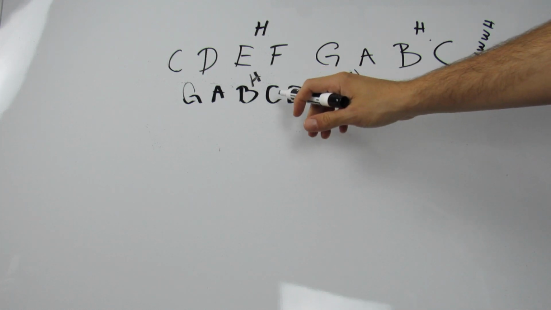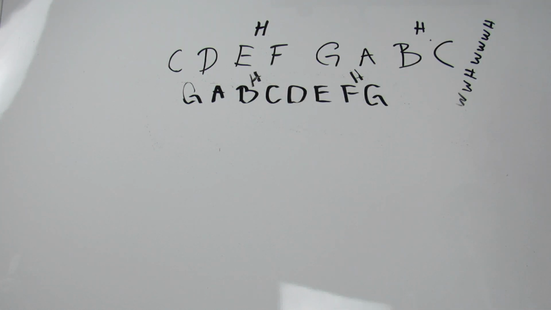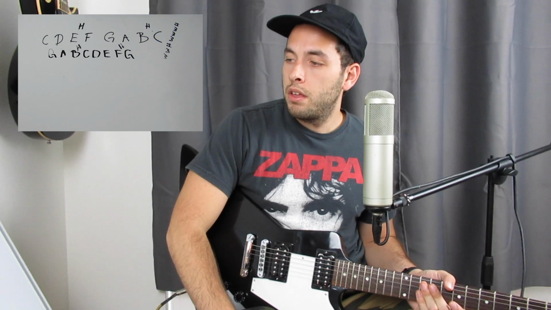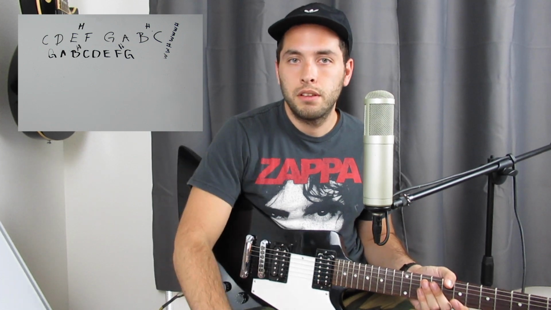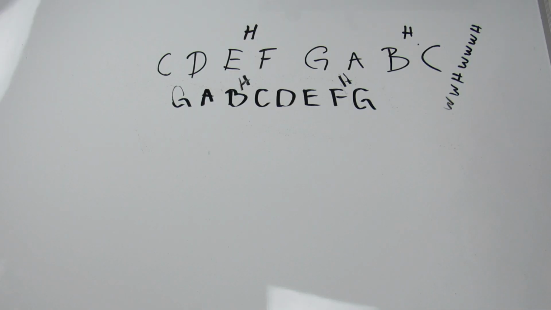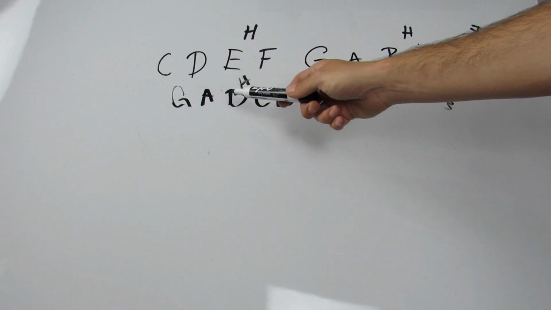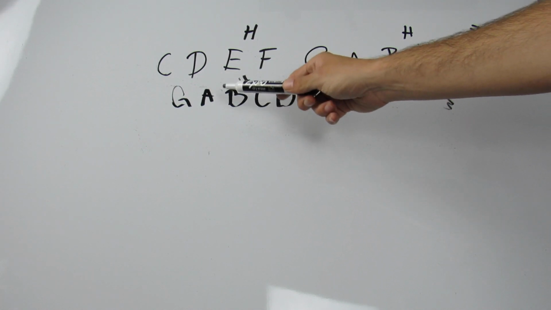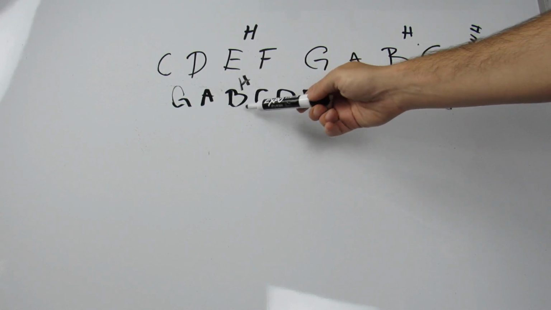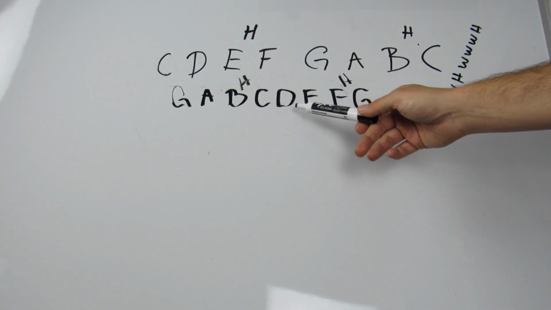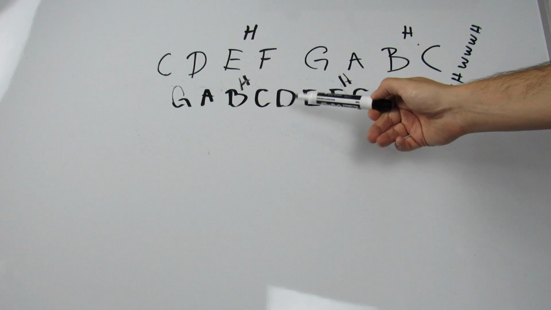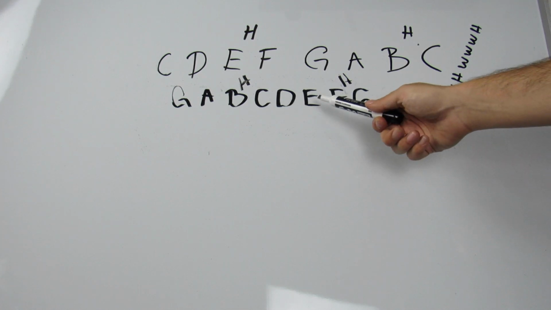The B and the C are already a half step, so we're okay there, but the F and the G is a whole step when it needs to be a half step. Let's start from the beginning of the scale and see how we can fix it. Okay, so G to A is a whole step, so we're okay there. A to B is a whole step, so we're okay there. B to C is a half step, so we're okay there. C to D is a whole step, so we're okay there. D to E is a whole step, so we're okay there.